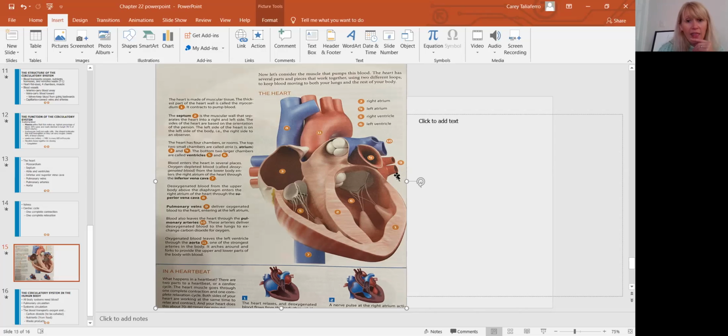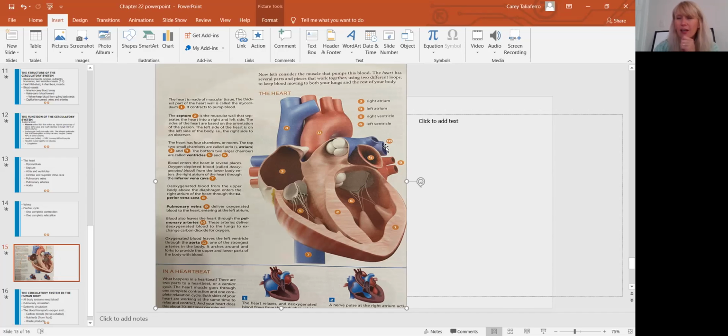Okay, and that oxygenated blood enters in at the left atrium. So here, remember, this is the person's left atrium. Now it also leaves the heart through here, this number 10. These are the pulmonary arteries.